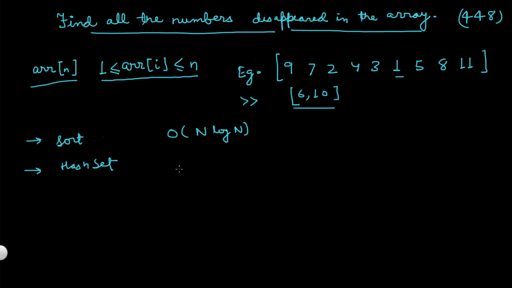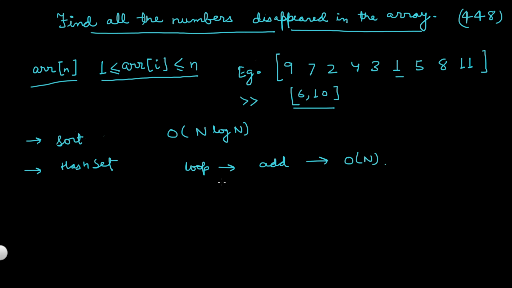A hash set is nothing but a collection of all the elements, like a map of key-value pairs, right? So what I would do is first iterate over this array, loop over it, and simply put all the elements in my hash set. So I would do simply one add operation, and this would be O(n).